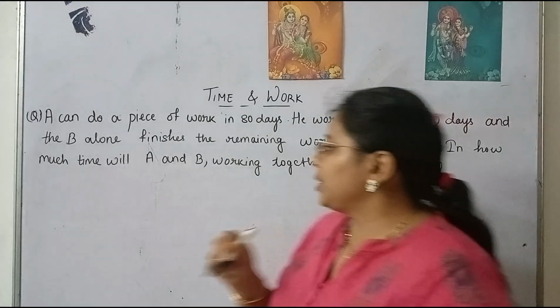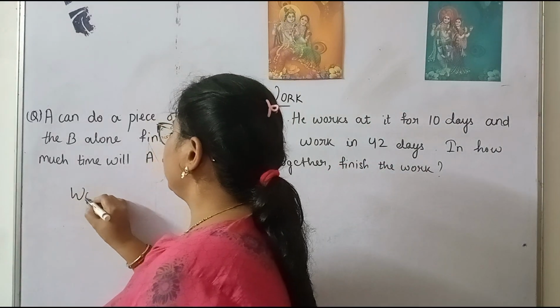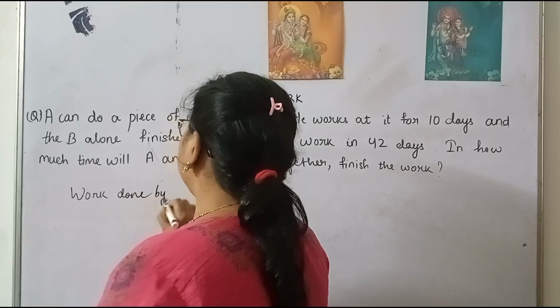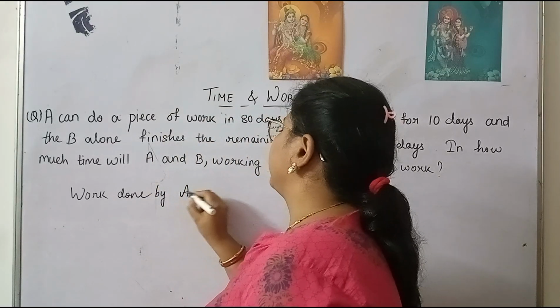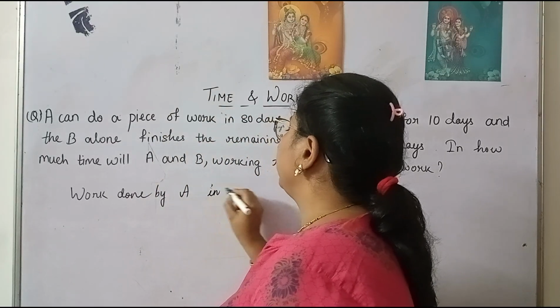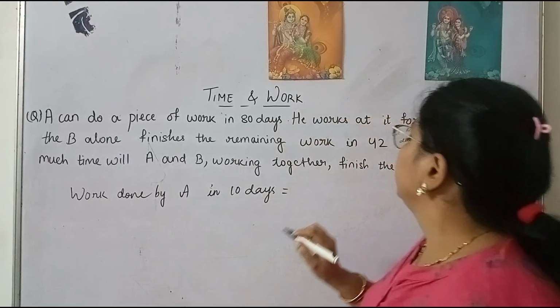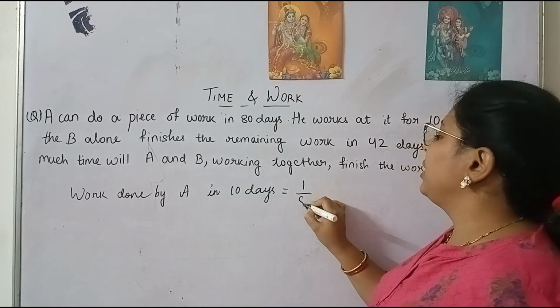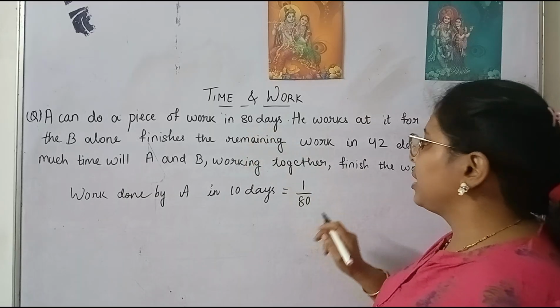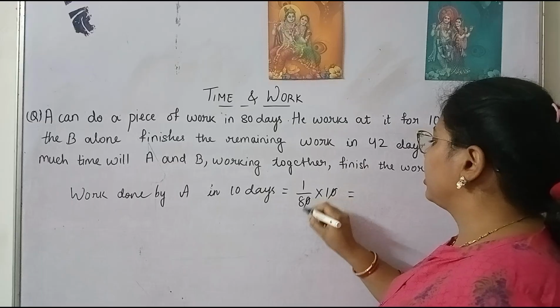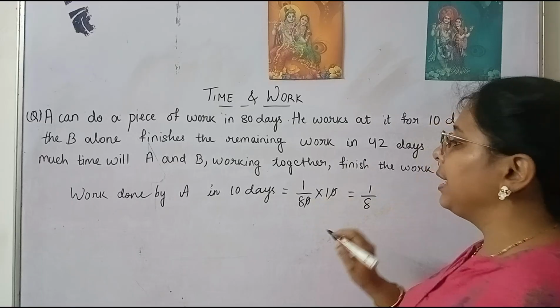Okay, so first of all, work done by A in 10 days, because he had worked for 10 days, right? One day's work is 1 by 80 because he needs 80 days to complete. He had worked for 10 days. So the work he has completed is 1 by 8.